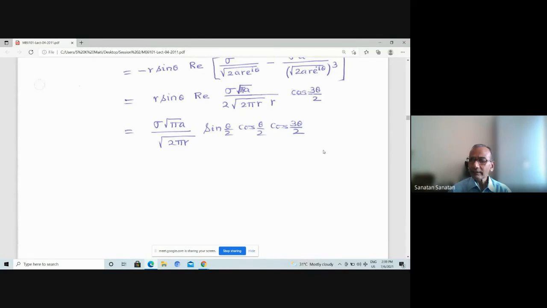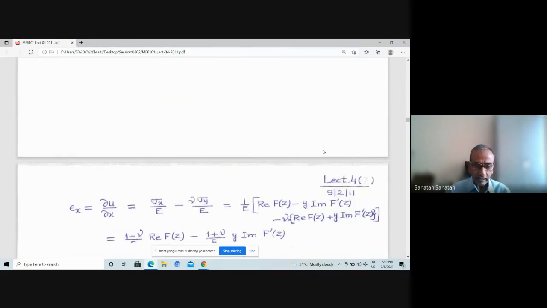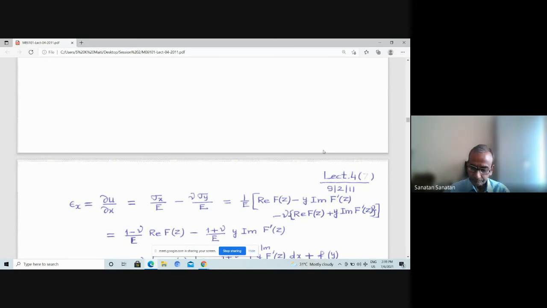We have got the expressions for stresses in terms of the Westergaard stress function for the symmetric crack problem, but then how do we get the displacement? That's the next question that we should be asking. So we'll now consider how to get the displacements.